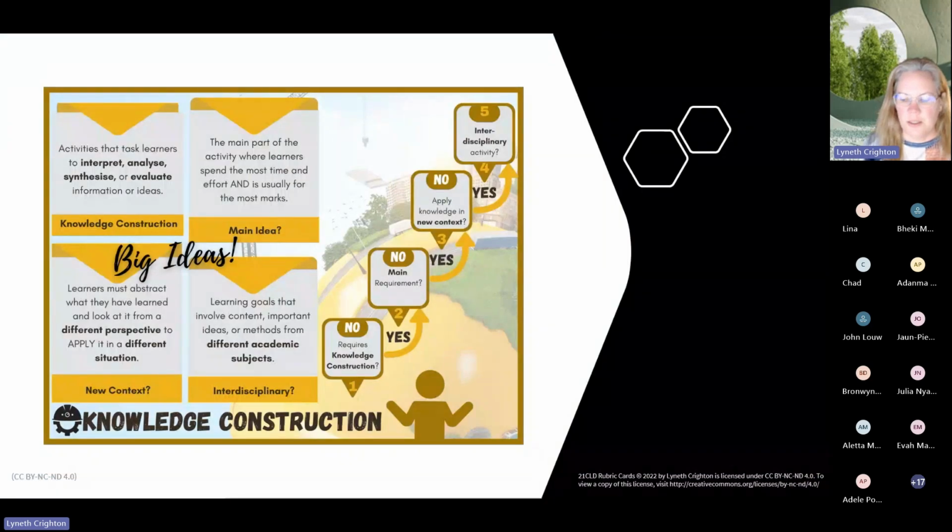So this is the first of my infographics. I've created all of them around a theme and a color. So knowledge construction, because of the word construction, I think of building and the yellow hard hat. And we are basically building knowledge in our learners.